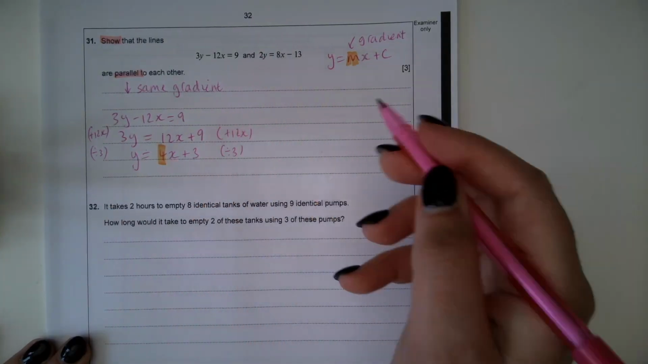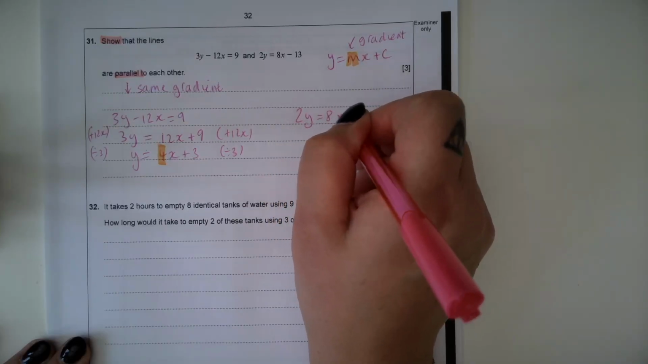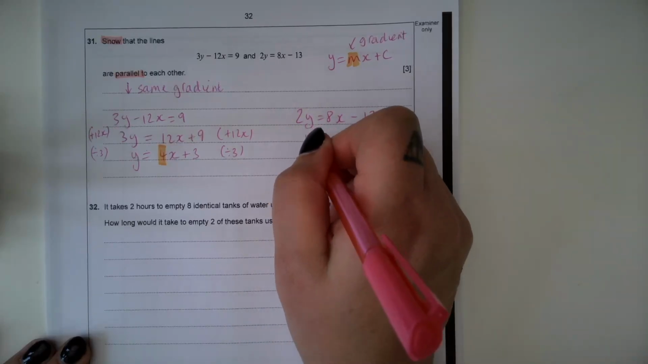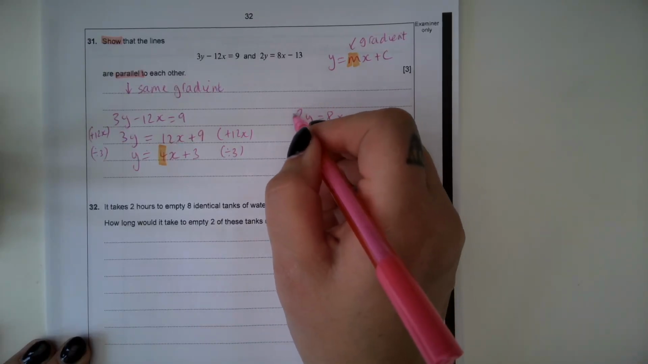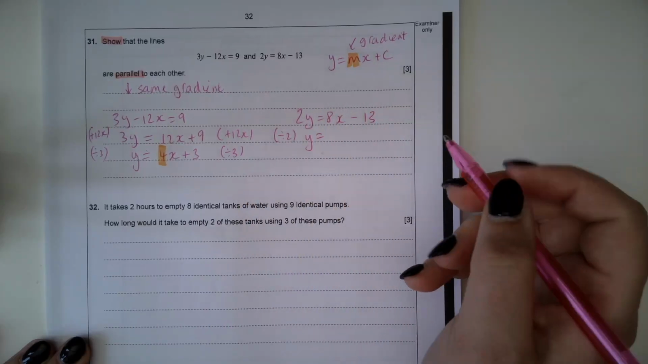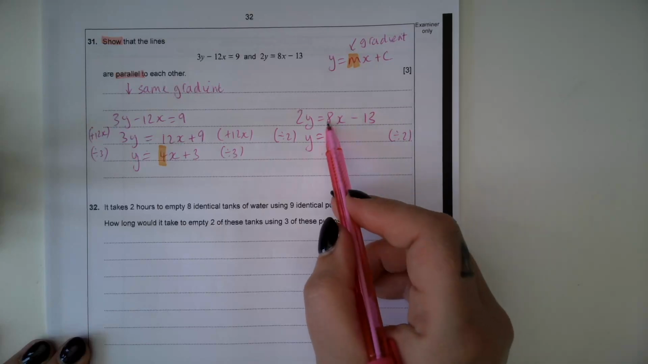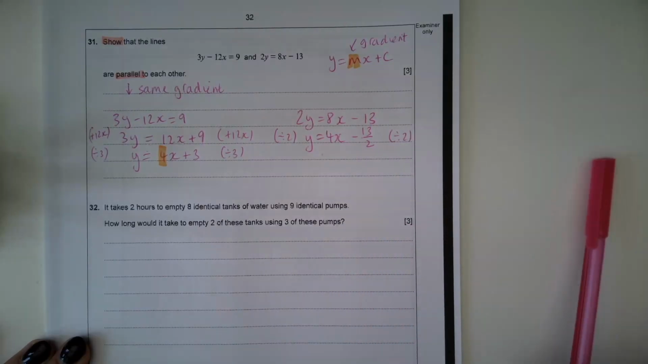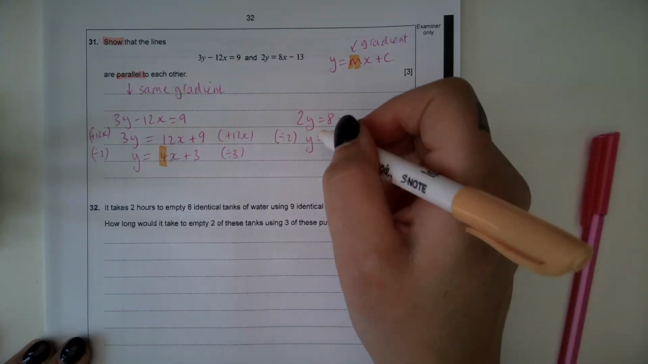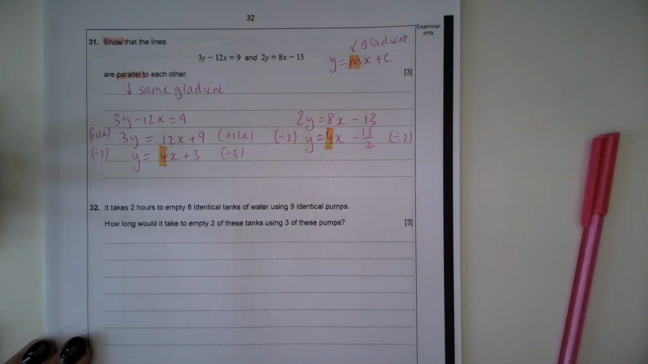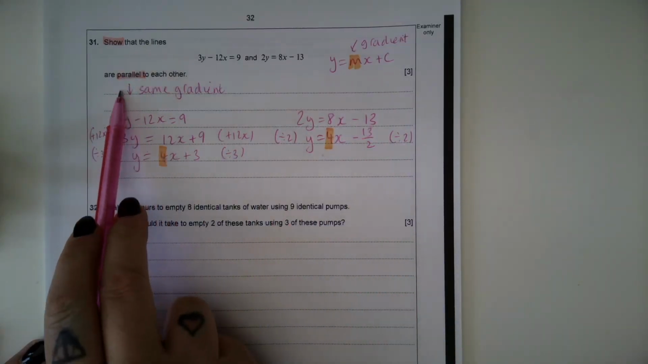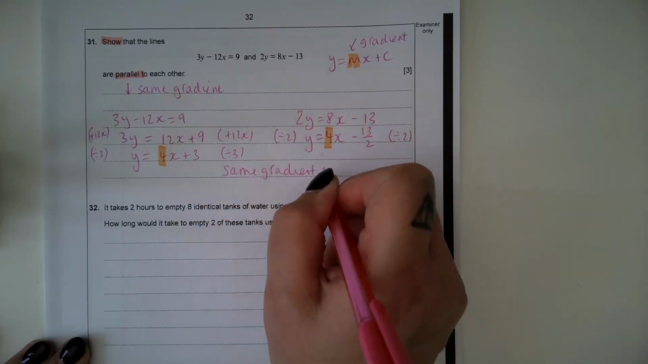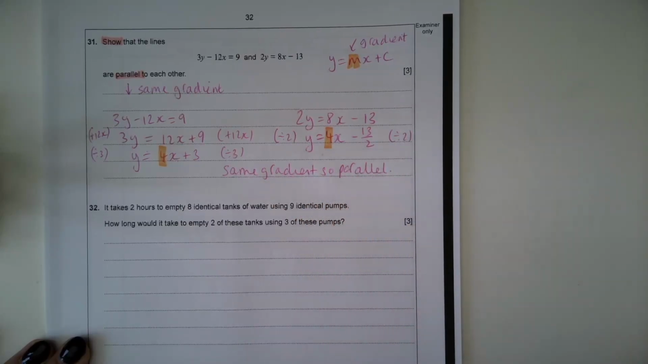I'm going to do the same with this equation. So we have 2y equals 8x subtract 13. I've already isolated the term with y in, but I want it to be y equals. So the inverse of multiplying by 2 is to divide by 2. So when I divide by 2 on the right hand side, 8x divided by 2 is 4x. 13 divided by 2 I'm going to write as minus 13 over 2, because that's not what I'm interested in. I'm interested in comparing the coefficient of the x, because that's the gradient. So we've got to show that they are parallel to each other. So I'm going to write same gradient, so parallel.